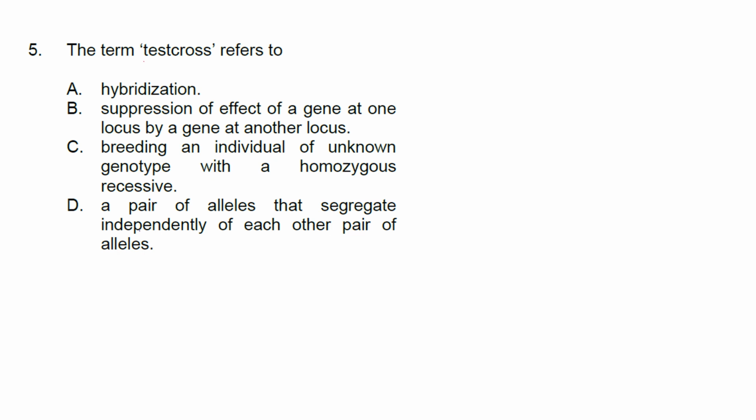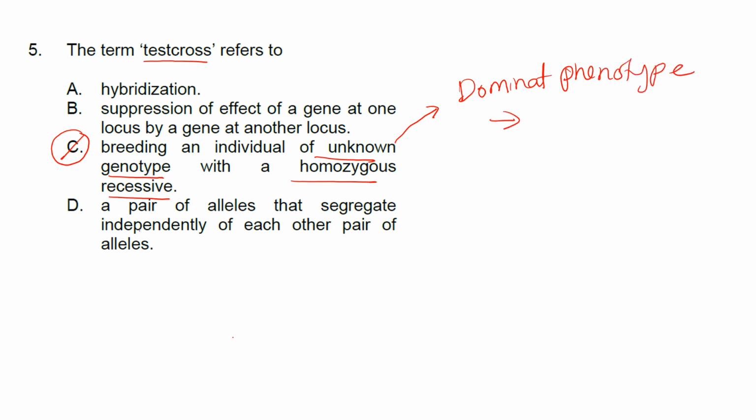Question 5. The term test cross refers to, the answer will be C, which is breeding an individual of unknown genotype with a homozygous recessive. This individual with unknown genotype will exhibit the dominant phenotype, but you do not know whether the individual is either homozygous dominant or heterozygous. The individual will exhibit the dominant phenotype such as purple flower, for example.